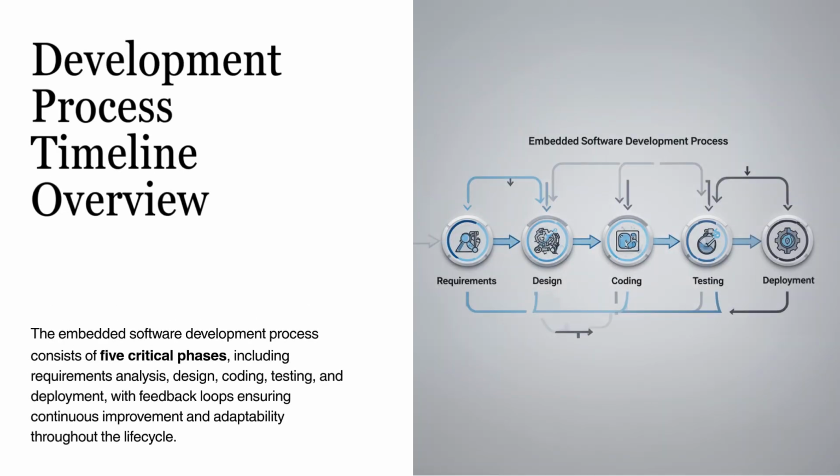As we delve into the development process timeline, let's explore the five critical phases that form the backbone of embedded software development: requirements analysis, design, coding, testing, and deployment. Each phase plays a pivotal role in ensuring that the software not only meets the initial expectations but also adapts to evolving needs through continuous feedback loops. This approach helps maintain software relevance and efficiency throughout its life cycle.